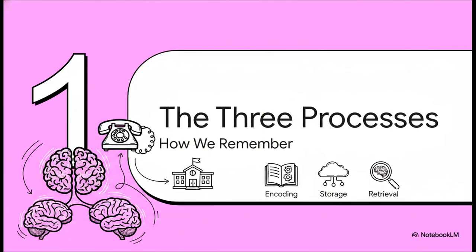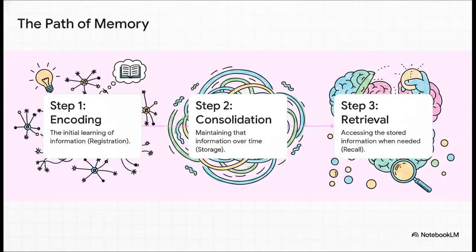So, first things first, before we get into all the different types and locations, we have to understand the foundation. It doesn't matter if you're remembering a phone number you just heard or your first day of school, every single memory is governed by three core processes. It all begins with encoding. You can think of this as registration. It's the initial learning, the moment the information first enters your brain.